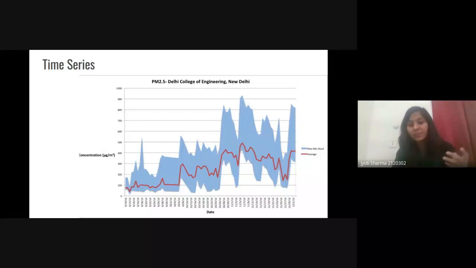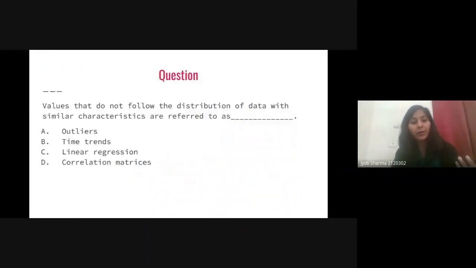Then the time series. This is showing you the minimum and maximum value and the mean value in between as a red line. So with time, the concentration of the particulate matter is increasing or decreasing. For the interpretation you need such kind of statistics. Based on that, I have one question.